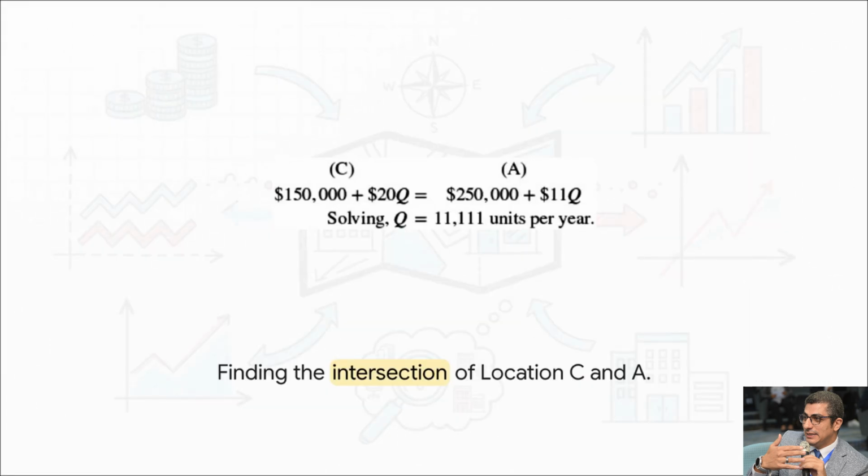We continue this exact same logic for where line C crosses line A. Setting C's equation equal to A's, we have $150,000 plus 20 times Q equals $250,000 plus 11 times Q. Following that same algebra, solving for Q proves that their total costs intersect precisely at 11,111 units.